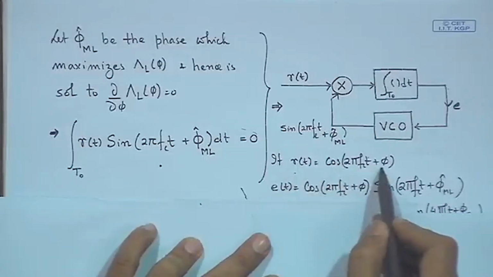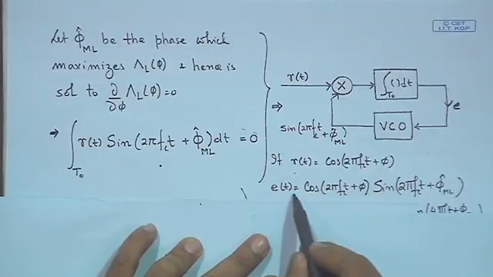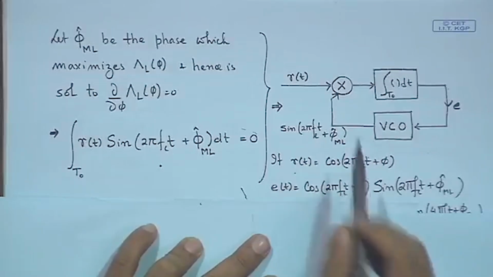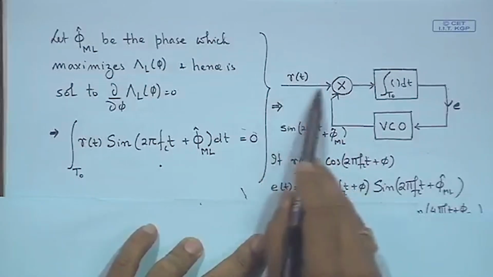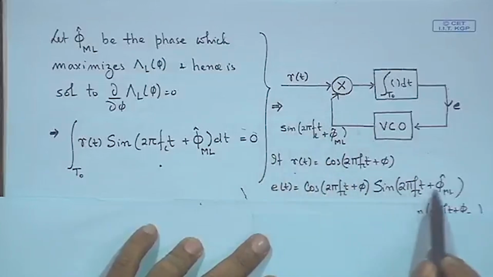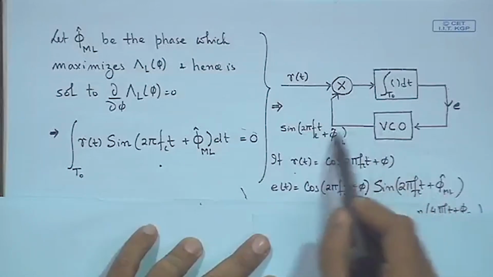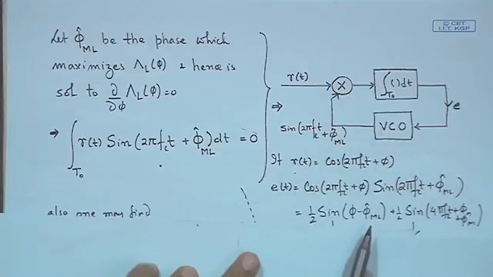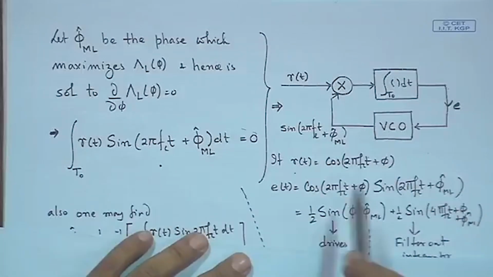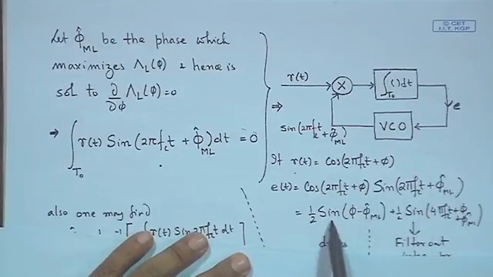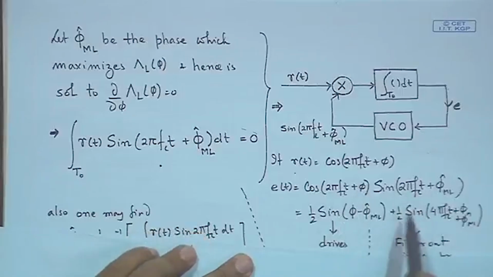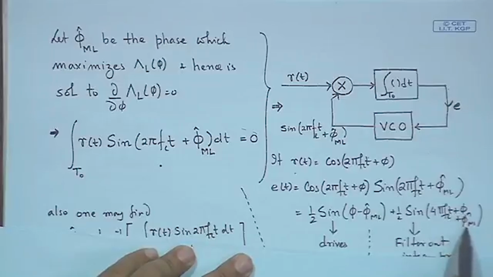So, what you can think of is r(t) is cos(2 pi f_c t plus phi). So, the error term is cos(2 pi f_c t plus phi), which is r(t) coming in, multiplied by sin(2 pi f_c t plus phi_ML). So, that is produced by the VCO, right. So, this product can be factored as half sin(phi minus phi_ML), because they have the same frequency, that is what we have assumed, plus half sin(4 pi f_c t plus phi plus phi_ML).